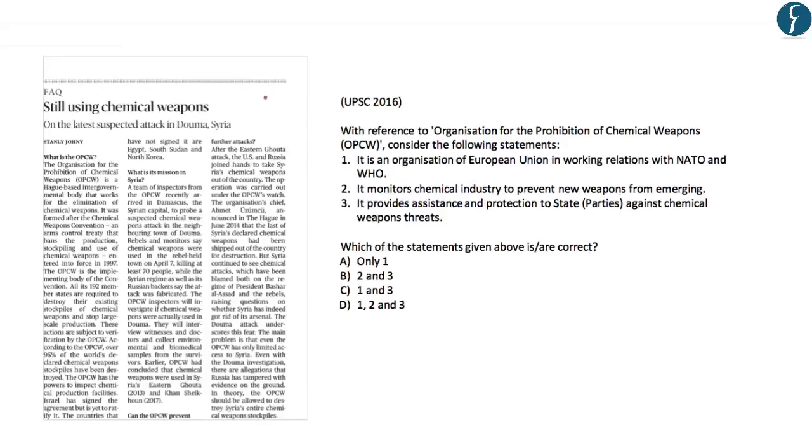The next news also appears on page number 9. The news reads, "Still using chemical weapons." Now, this news is with respect to the OPCW, or Organization for the Prohibition of Chemical Weapons.